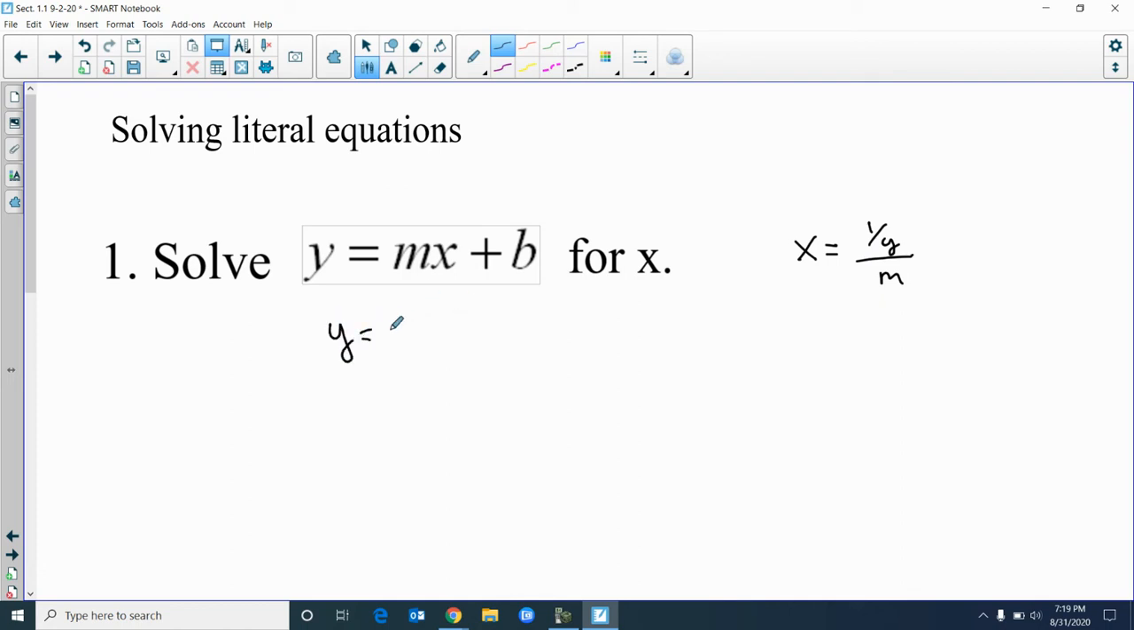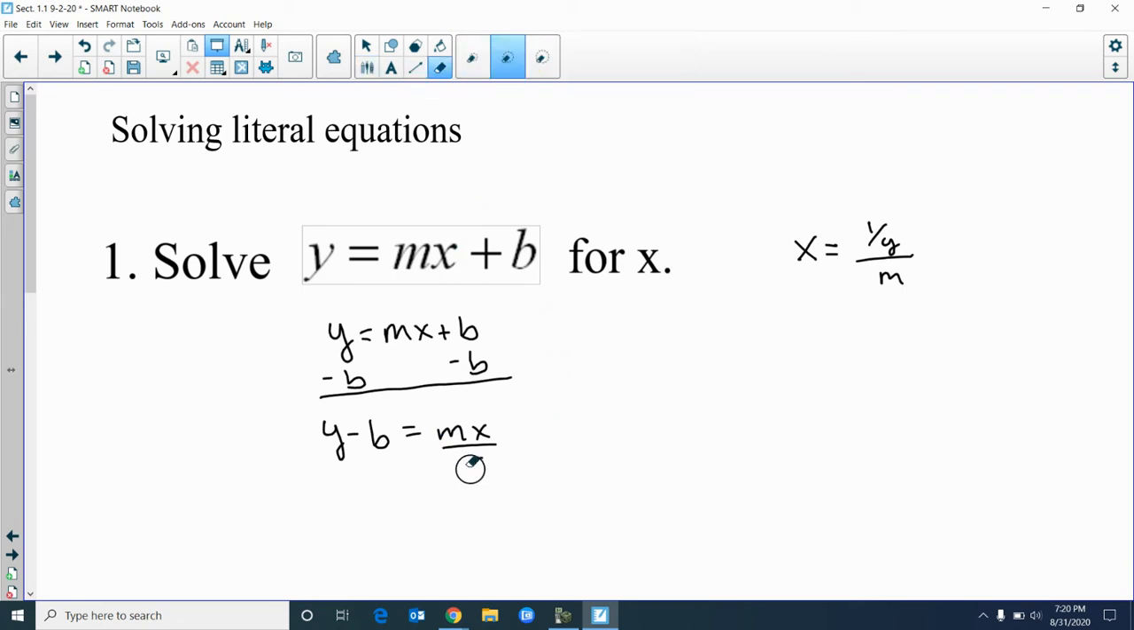All right, so for this one here, solving for x, you do it just like you would an equation. You add or subtract first. And now you can't actually subtract them, so you just represent it as y minus b equals mx. And now you divide by whatever's multiplying the x. Whoops, not an x there. It should be an m.